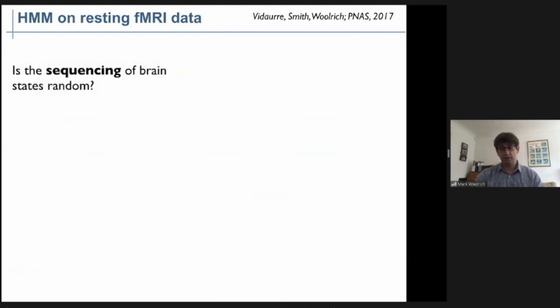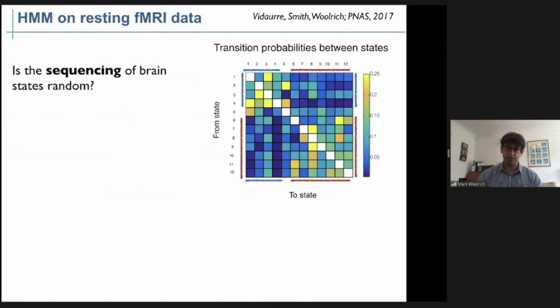Okay, so we then look to see if the sequencing of the states has some kind of interesting temporal structure in it, or whether it was completely random. And to do this, we looked at the transition probability matrix, which is inferred as part of the hidden Markov model. Because we have 12 states, this is a 12 by 12 matrix telling you about the probability of moving from any one state into any other state. And you can see just by eye, there's already evidence of a block structure to this matrix.